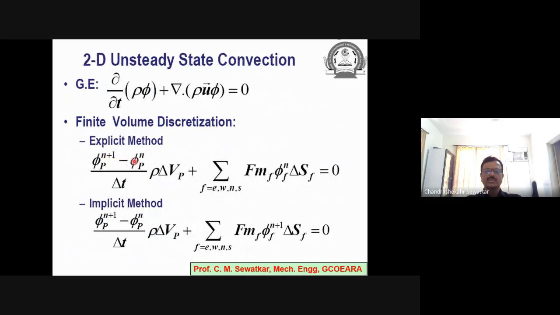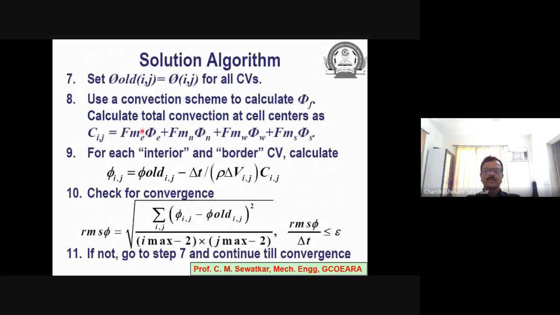This is my new, this is old. This is Cpij. I take it onto the other side. Then Cpij will be multiplied by delta t and divided by rho and delta Vp. And this quantity, when I take it onto the other side, will become positive. So this old quantity is positive, and then Cpij is negative, but it is multiplied by delta t and divided by rho delta Vij. So I can find out the new value of phi ij.